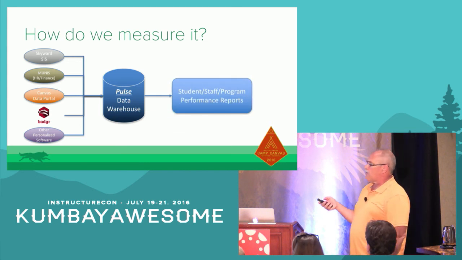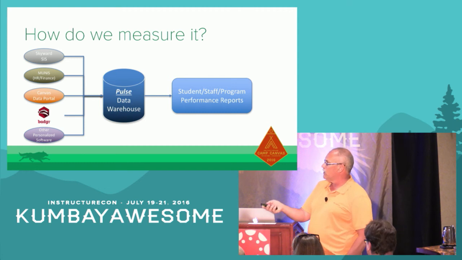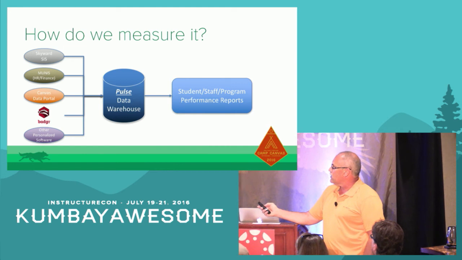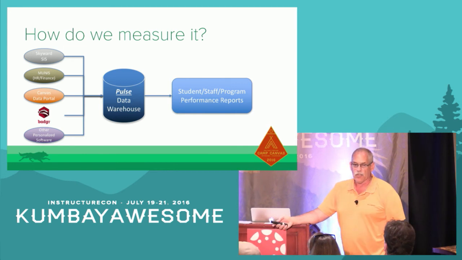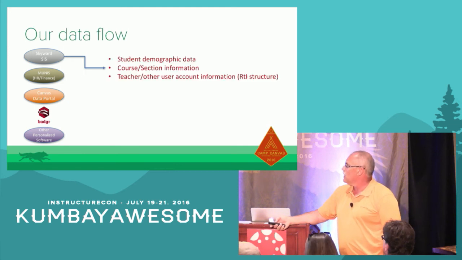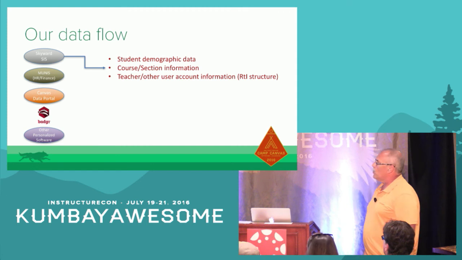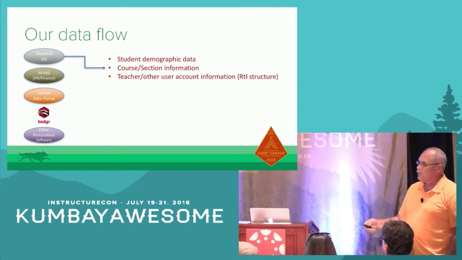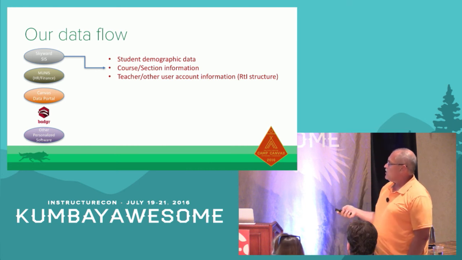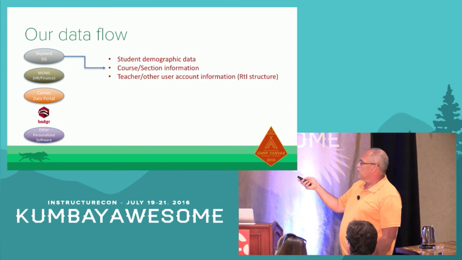So we have student and staff program reports that we will build, pulling from all those separate entities. And notice I said program. It's also about measuring the efficacy of your programs. If you have an RTI intervention system, how do you know it's really working, right? We've got to pull that information over. So some of the data points that we pull from our SIS, we do nightly uploads. We pull student and demographic, course section information, teacher, other user account information.